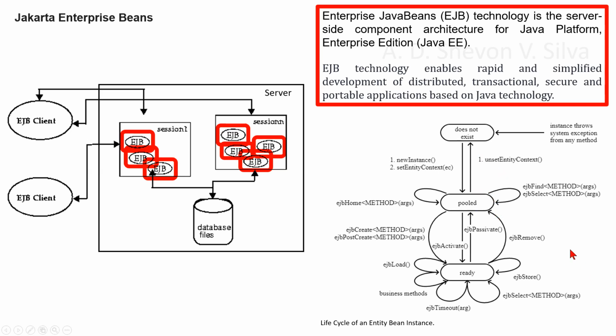Note that the entity context interface passed by the container to the instance in the set entity context method is an interface, not a class that contains specific static information. For example, the result of the entity context get primary key method might be different each time an instance moves from the pooled state to the ready state, and the results of the get caller principal and is caller in role methods may be different for each business method.